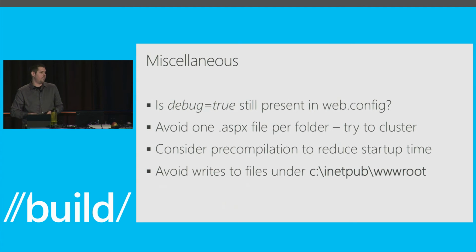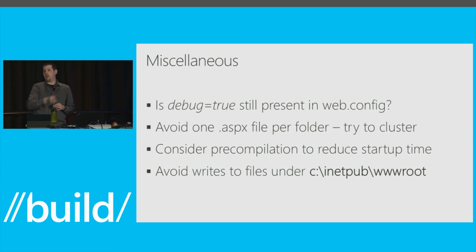Miscellaneous. This is basically a potpourri of things, just little things that might take you a minute or two to check inside your own website. We see that a lot of people still have debug equals true present in the compilation section in config. That will definitely make execution a little bit less optimal as your application's running. If you are in production, try to set that to false.